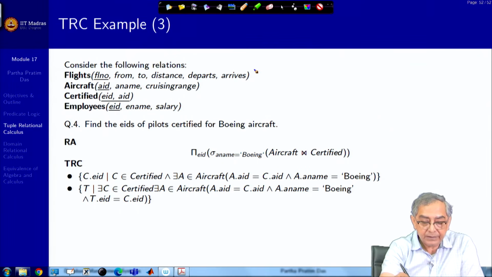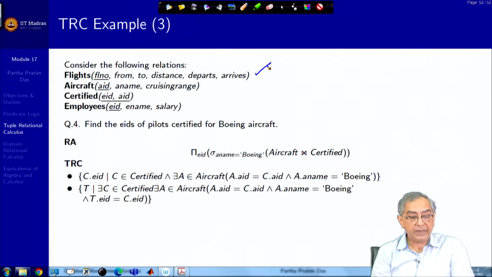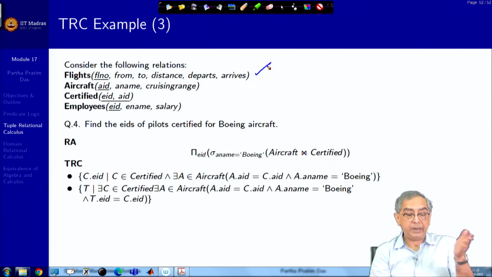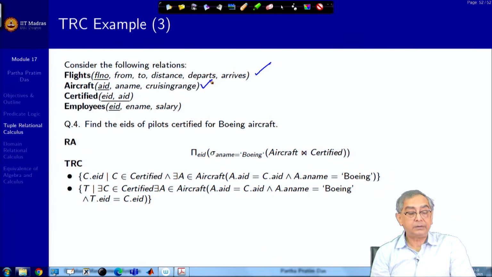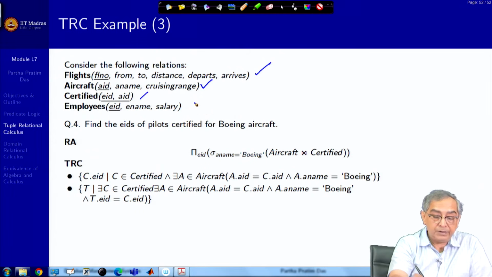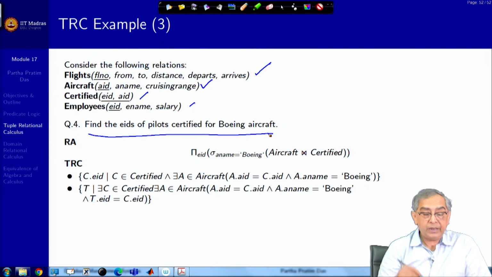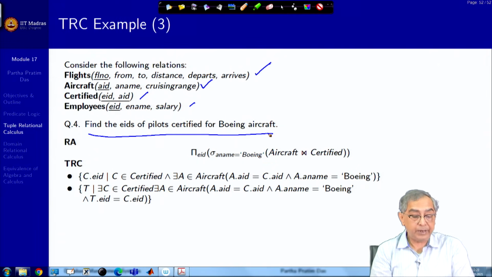So, there are flights: flight number, starting point, ending point, distance, departure time, arrival time. There is an aircraft with ID, aircraft name, cruising range, how far it can go. There are employees who are certified on aircraft, and the employee details. These are the 4 tables. So, the query is: find the EIDs, employee IDs, of pilots certified for Boeing aircraft.